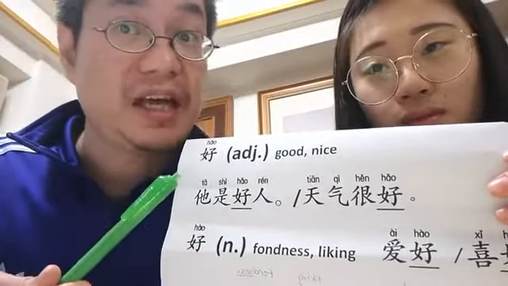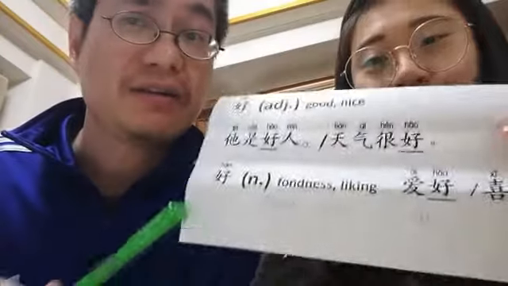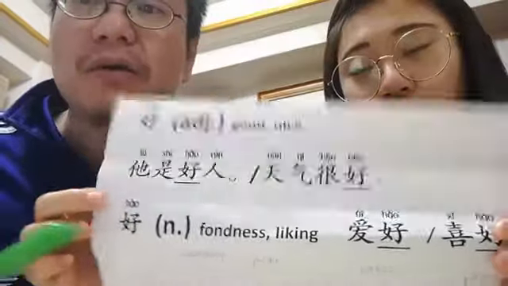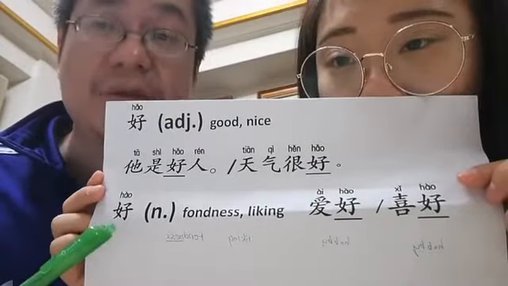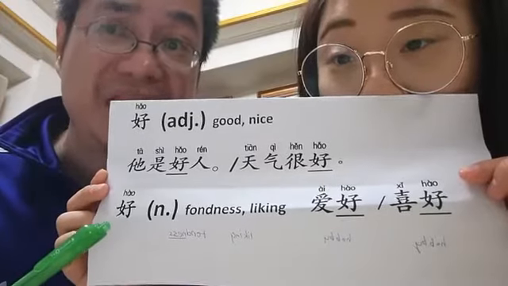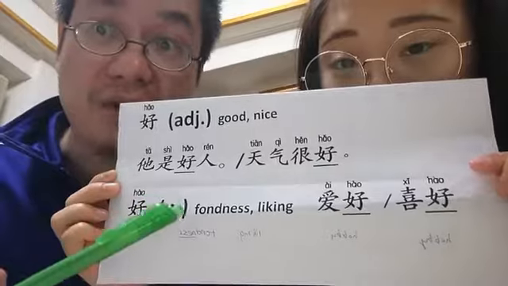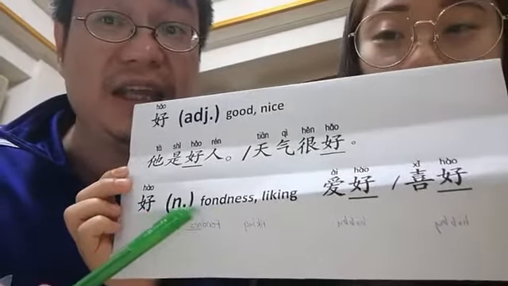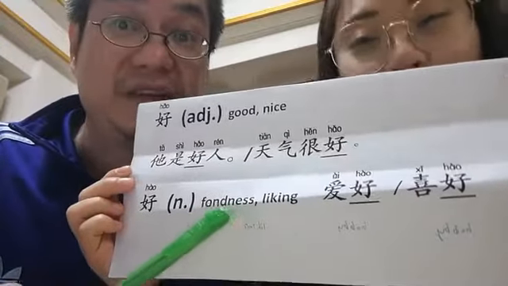So we have another pronunciation of this word, and that is 好, with the fourth tone, okay? So the pronunciation is different, so that also changes its meaning. When you pronounce this word as 好, the fourth tone, then it is a noun, and it means fondness or liking.